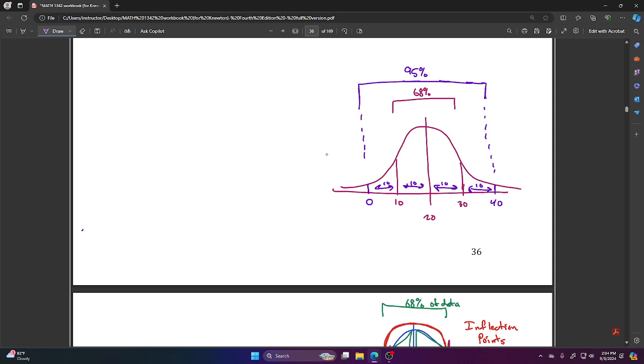So I'm saying that 95% of people on campus are driving 0 minutes up to 40 minutes to get here.